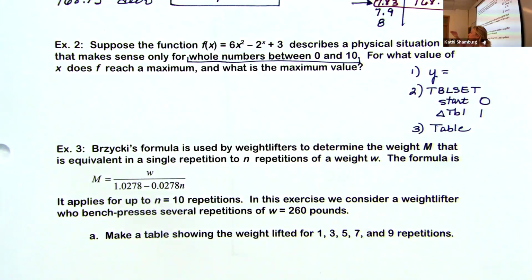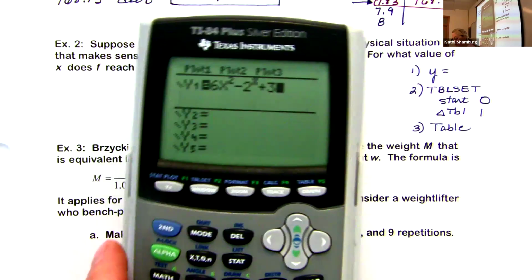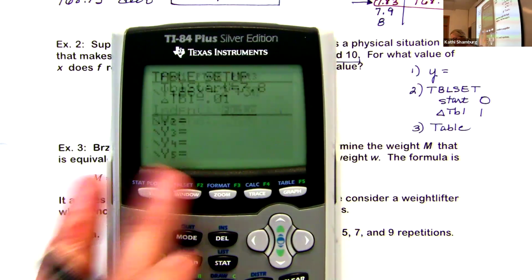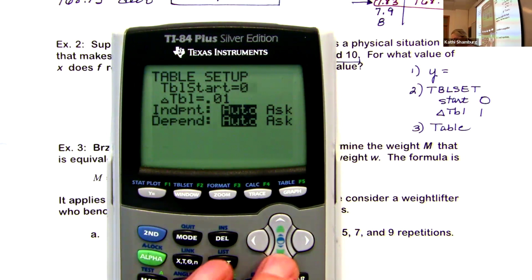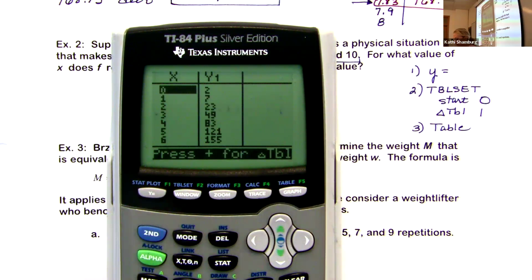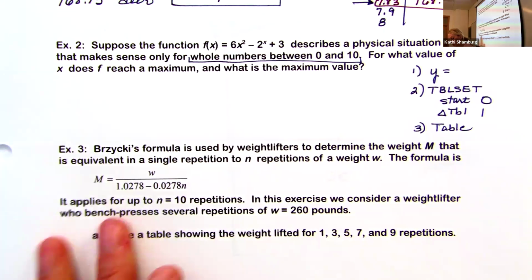Well, that would give me 0, 10, 20, 30, 40, 50. And this is just saying between 0 and 10. So we wanted to go by ones. So second table set, 0, 1, second table, and we now have our table. Okay, so I have my table. Now I need to see what it asks for.